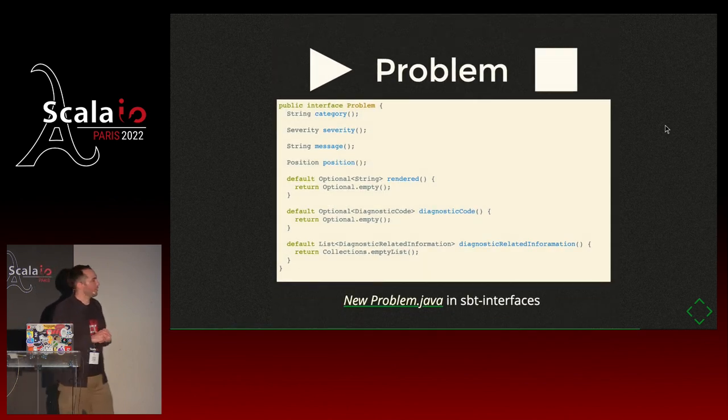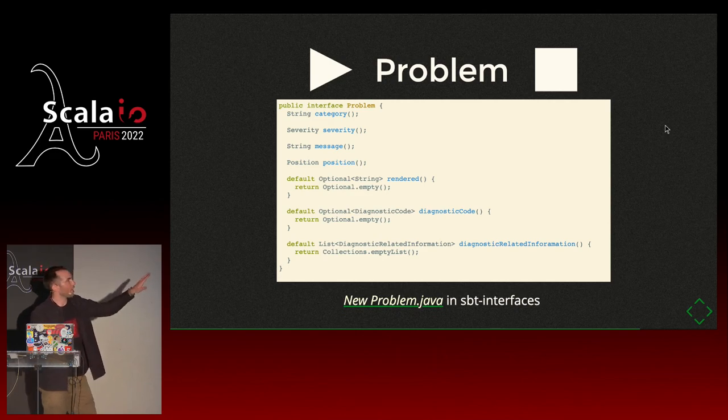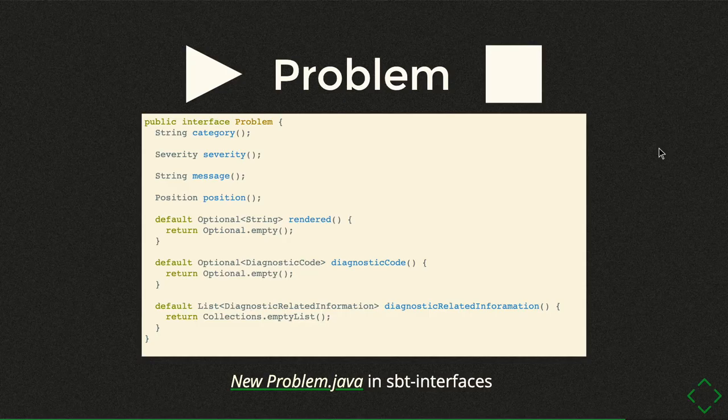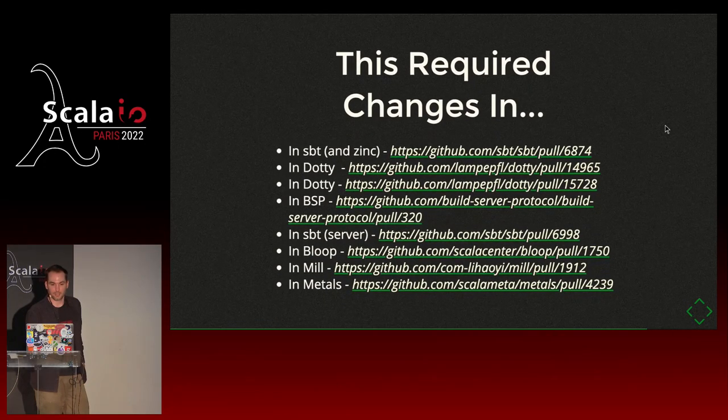And we have made some changes. So you may have missed it early on, but when I showed this before, the problem that is in sbt interfaces, I put "old", because this has actually changed already. So this is what it looks like now. There were some changes that were made. And you see now in the core interface, we have a diagnostic code, just like you saw on the LSP and BSP, which is a unique identifier. And we also have diagnostic related information, which is related information to that diagnostic.